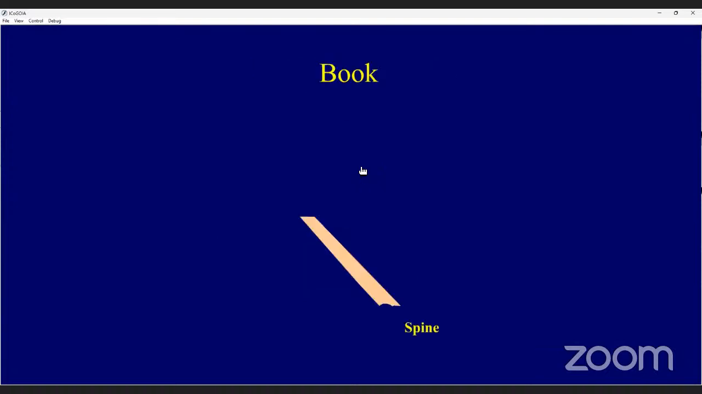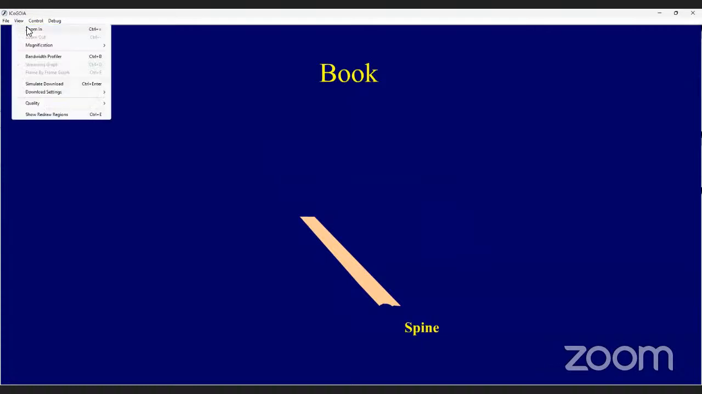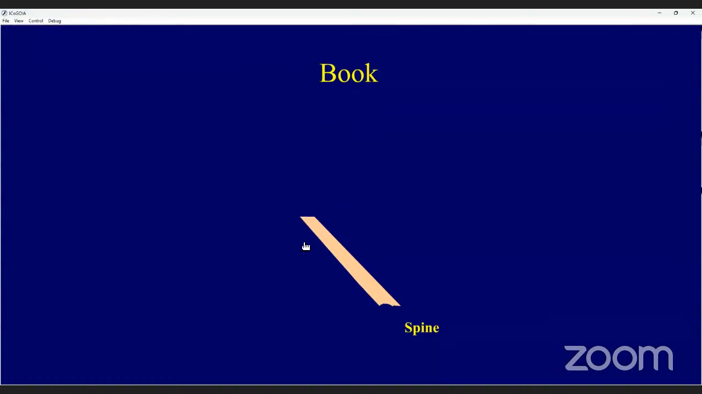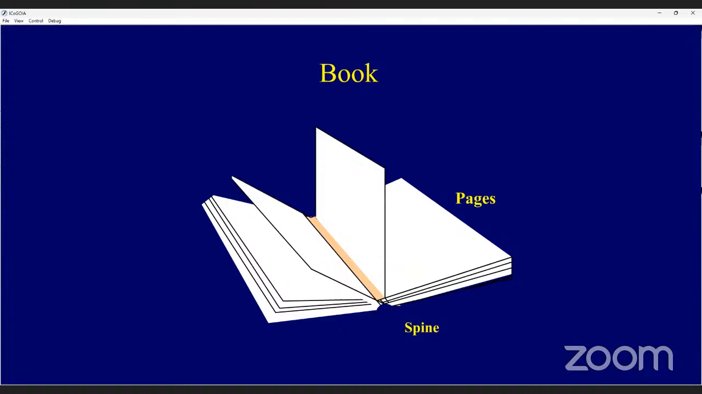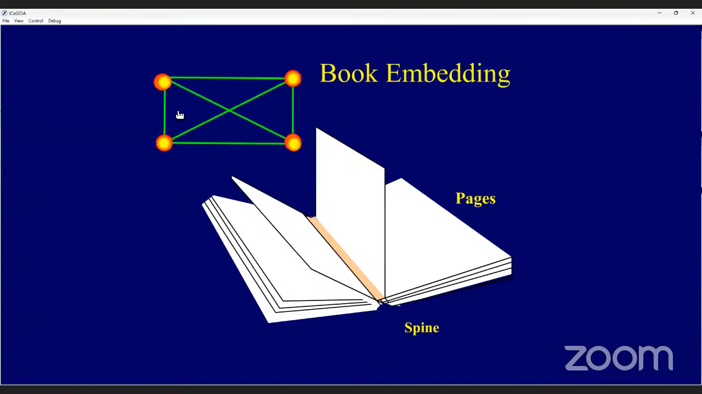Okay, now I'm going to talk about something else. This is called book embedding. A book consists of a spine and pages. Here, for example, is a graph. Now we are going to put this graph in a book embedding. So how do we do that?